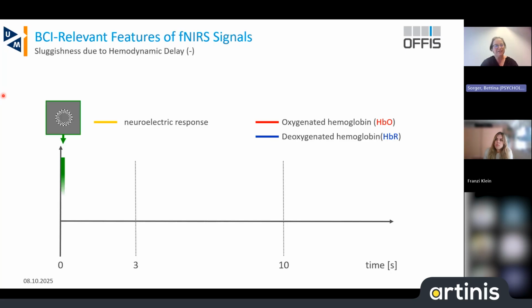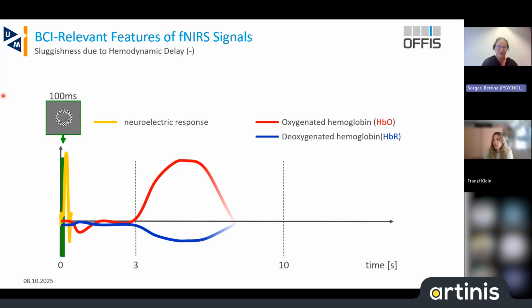So you see here, for example, when we have a short stimulus of 100 milliseconds, the neuroelectric response is quite immediate and very short. And now I show you in real time how long it would take to build up the whole hemodynamic response. And I start now. You see it takes 3 seconds until we have an increase for the oxygenated hemoglobin, the decrease for the deoxygenated hemoglobin. And it takes 10 seconds after this very short stimulus of 100 milliseconds until our signals in this case are back to baseline. So this is, of course, I would say, not positive.